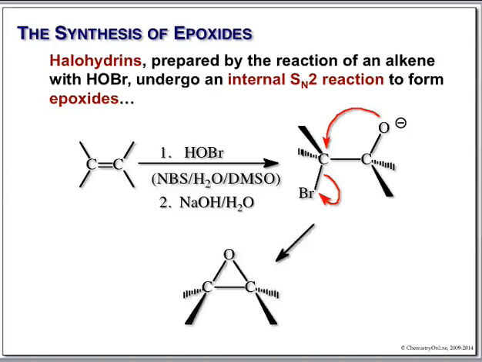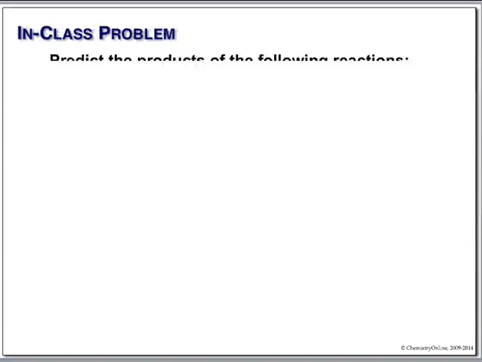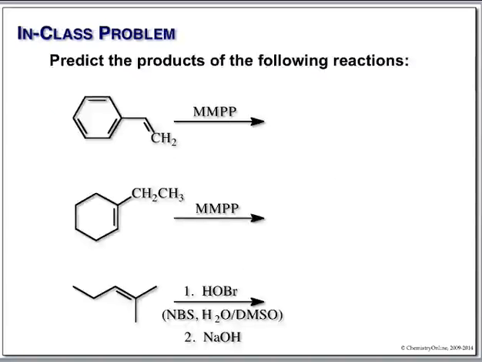So in terms of epoxides, we have two ways we can make them. One is with peracids, and one is with this internal SN2 reaction. Any questions? All right, let's go ahead and make some epoxides.